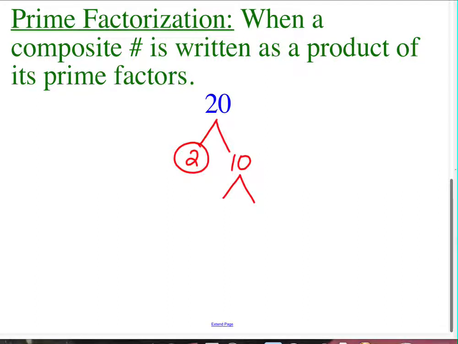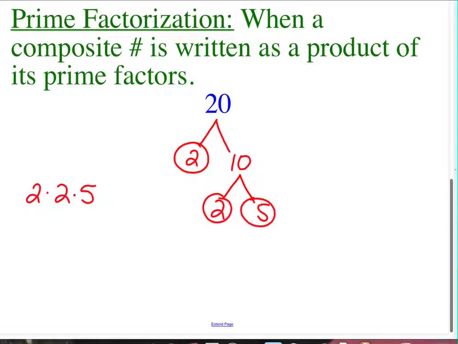What times what is 10? No, you cannot say 1 and 10. How about 2 and 5? 2 is prime, 5 is prime. So the prime factorization of 20 is 2 times 2 times 5. Those are all prime numbers, and those are all the prime factors of 20. Guess what you get if you multiply 2 times 2 times 5? You get 20. That's how you can check to be sure that you're right.